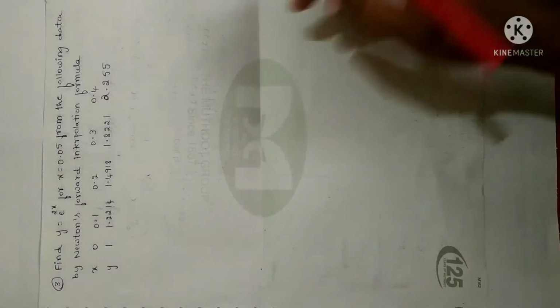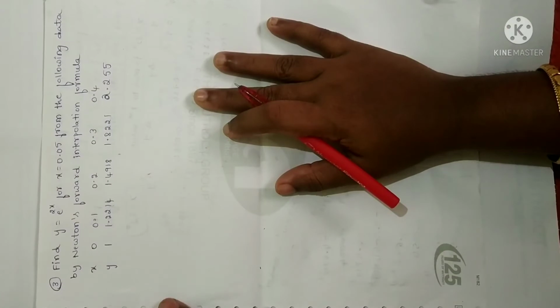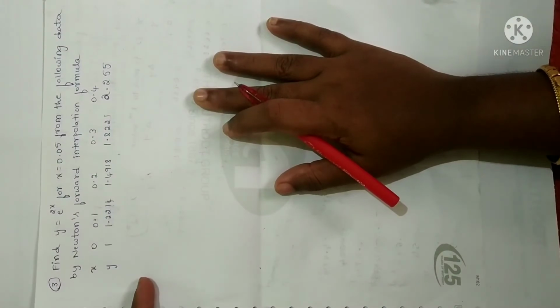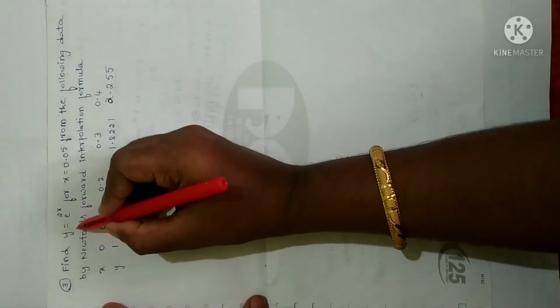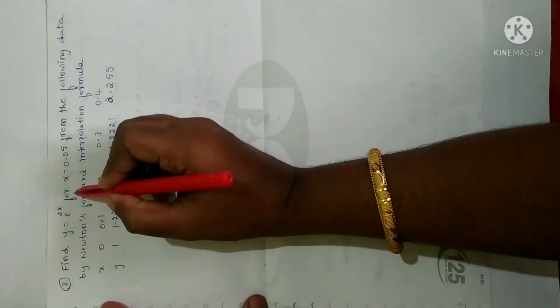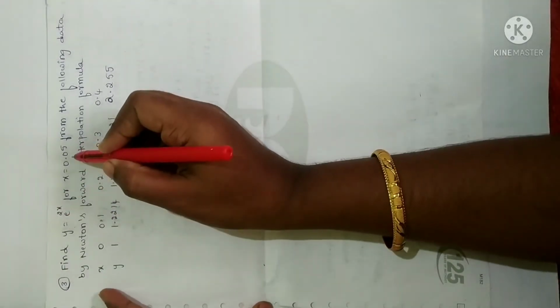In the previous session we were solving problems based on Newton forward difference interpolation formula. I have done two problems in the previous session itself. Now let me continue with the problem. Here is the third problem. We have to find y is equal to e power of 2x for x is equal to 0.05.